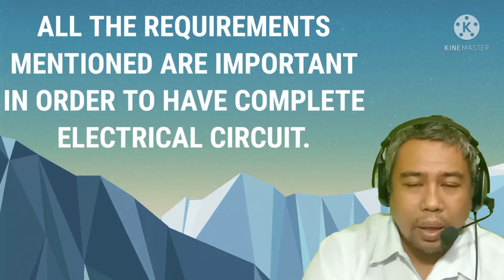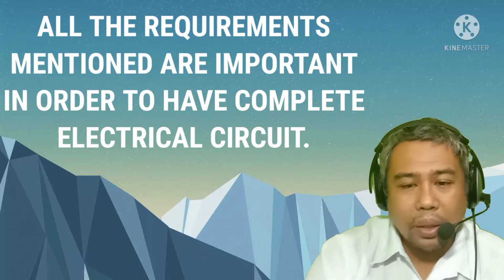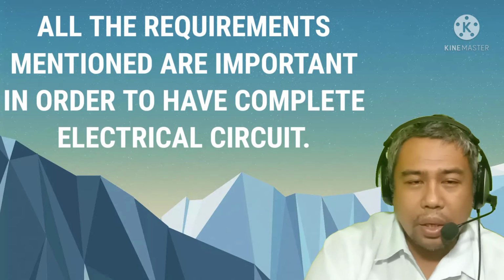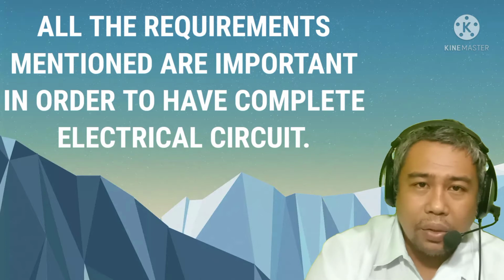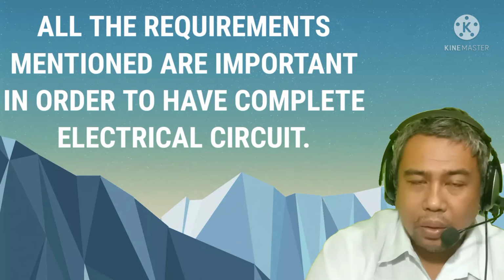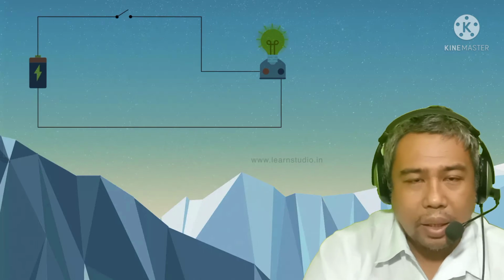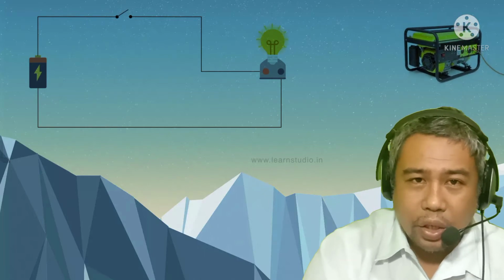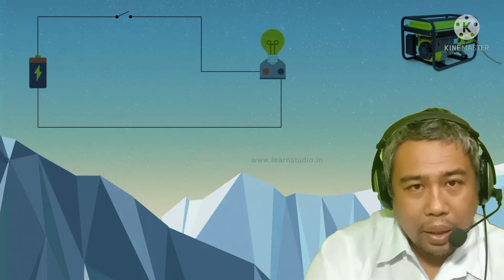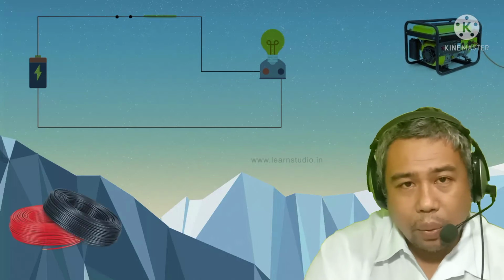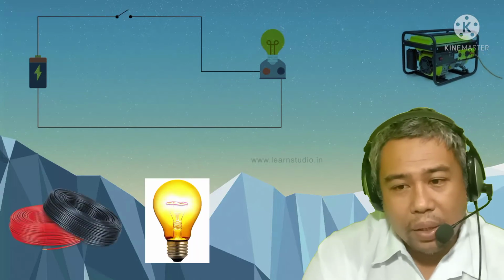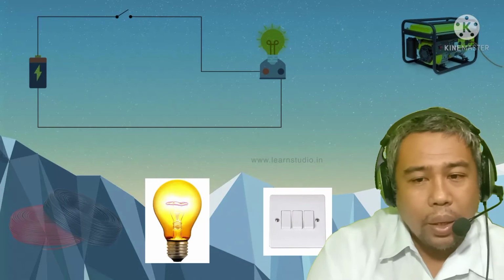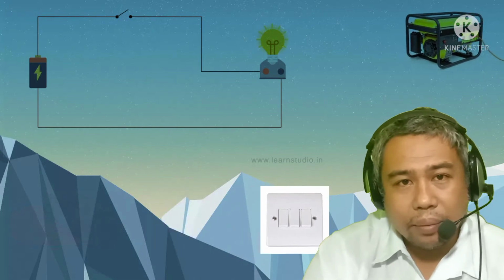All the requirements mentioned are important in order to have a complete electrical circuit. If one is missing, you cannot say that it is a complete circuit. Here is the complete circuit diagram. It is composed of a source of power, the generator or cell or battery. We have the electrical path or the wire. We have the current consuming device or the bulb, and we have the switch. The absence of one will not make a complete circuit.